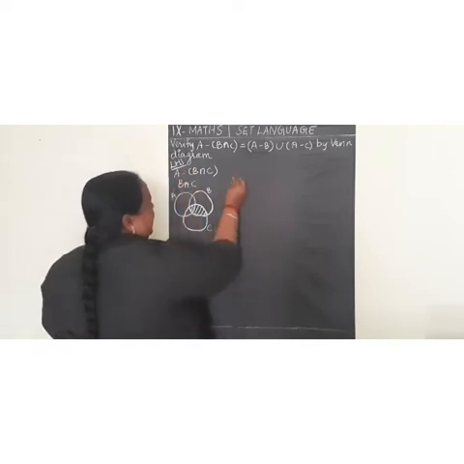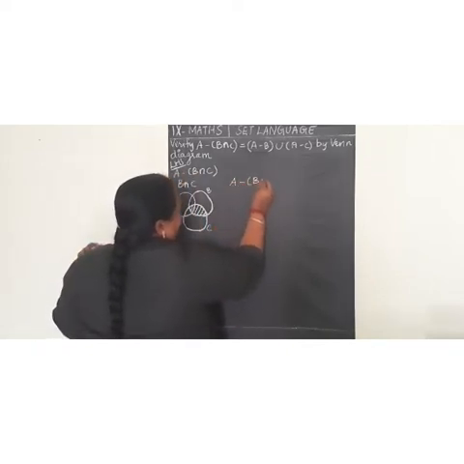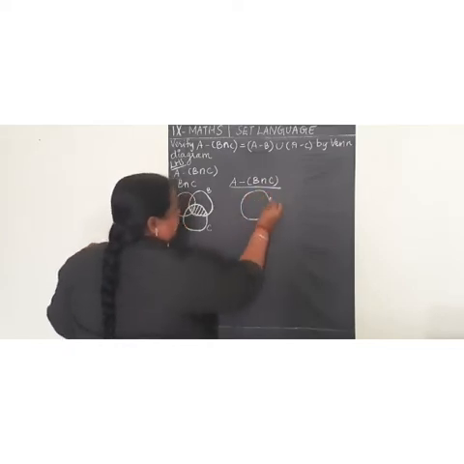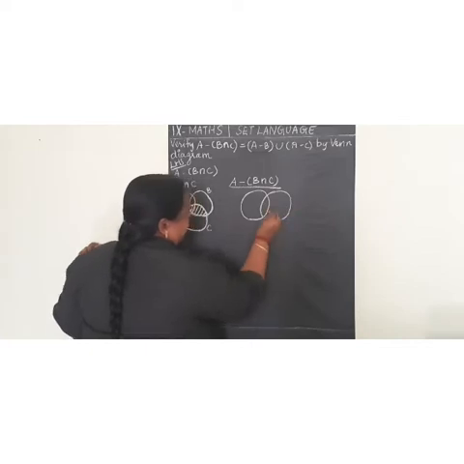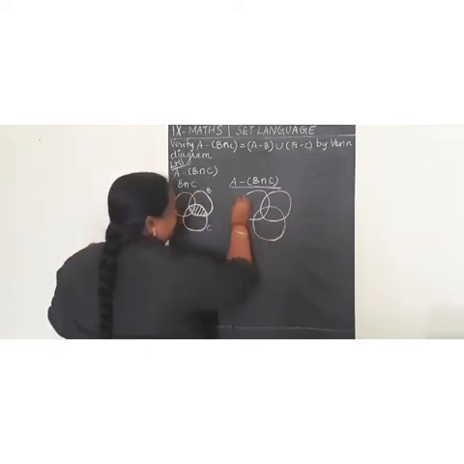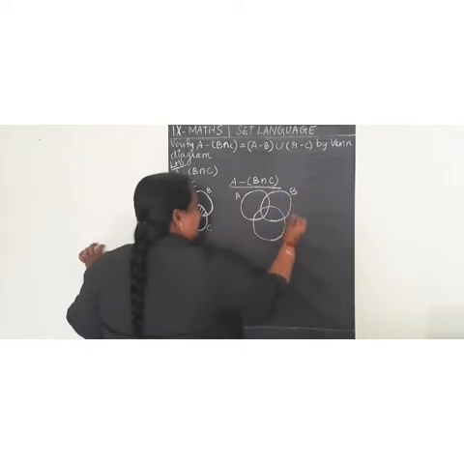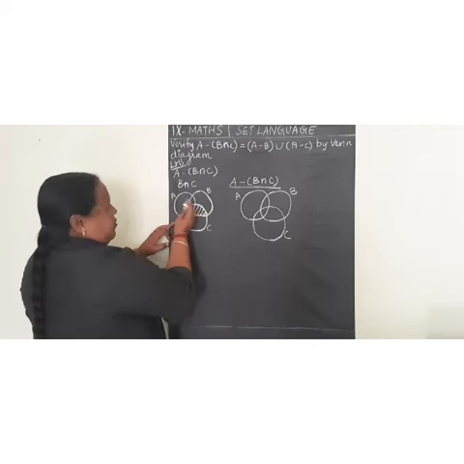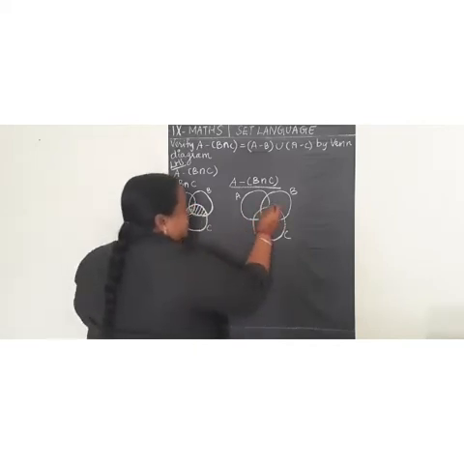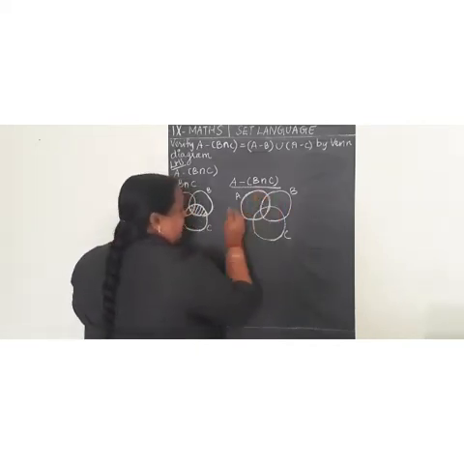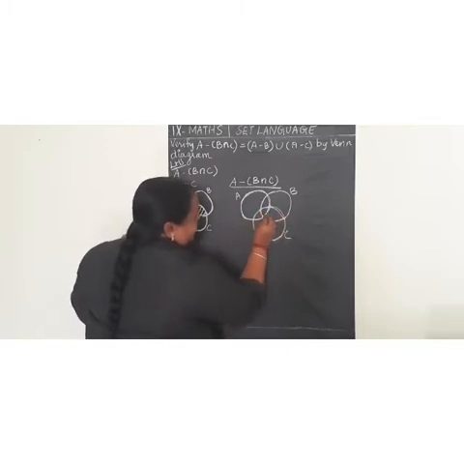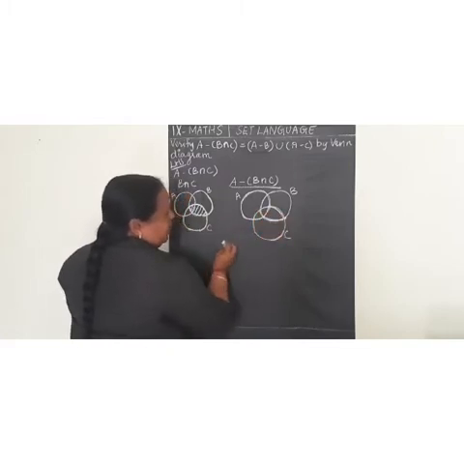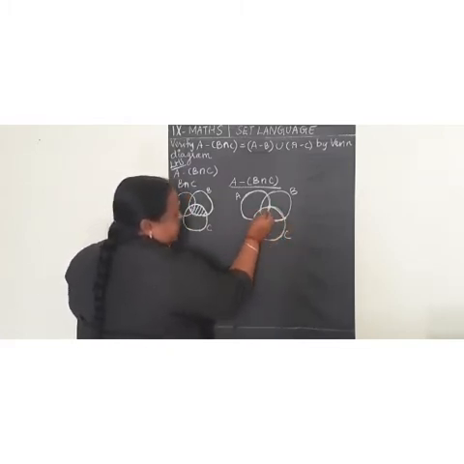Next, A minus B intersection C. Set A, B, C. Now from this B intersection C part we have to subtract A. So this is set A, and this is the B intersection C part. In this B intersection C part we have to subtract A, meaning this part won't come.